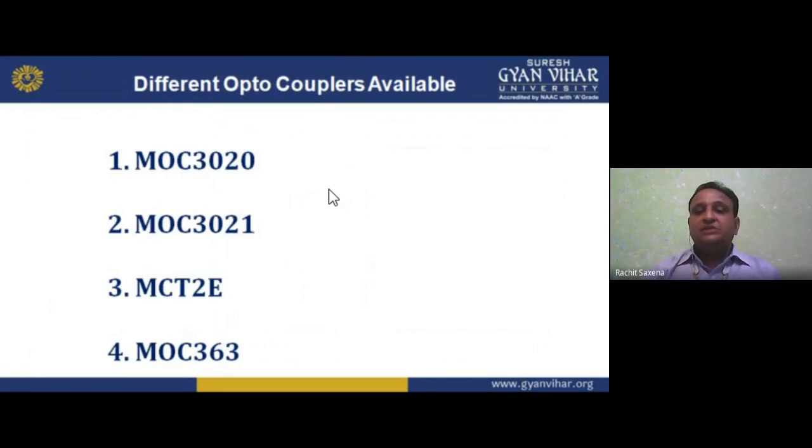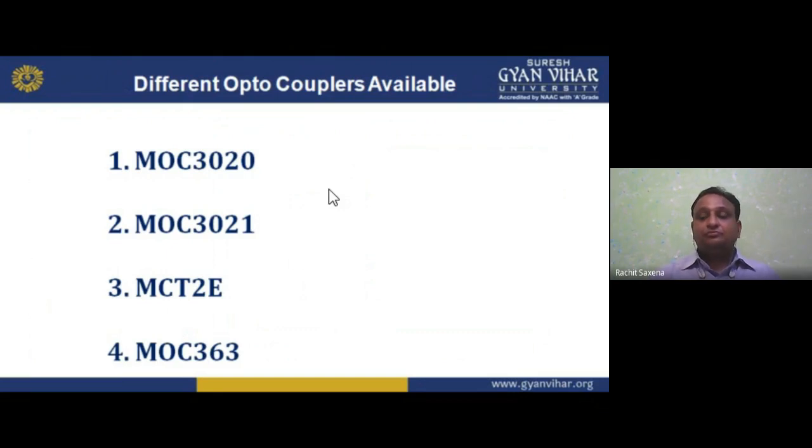Now moving forward, there are different optocouplers available in the market. First is the MOC 3020. Second is the MOC 3021. Third is the MCT2E. Fourth is the MOC 363.